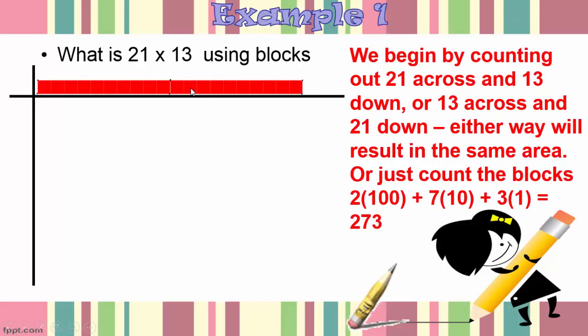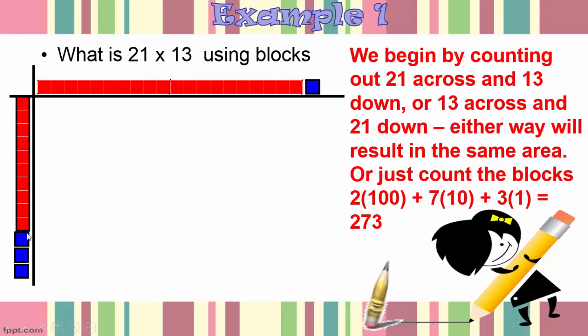So that means we have 2 rods and 1 unit. And then 13 down. That means we have 1 rod and 3 units. We can do it the reverse. We can put the 13 here and the 21 here. It doesn't really matter. Either way, the result is the same. Now what we want to do is fill in this area. And that's the idea of doing this. You must fill in the area.